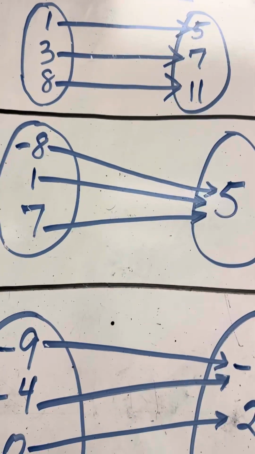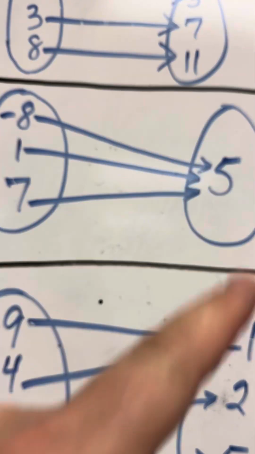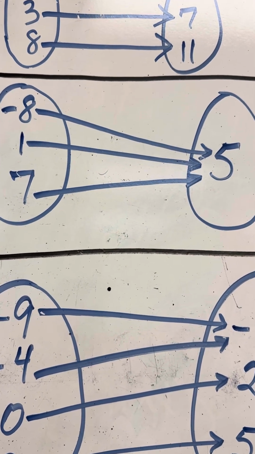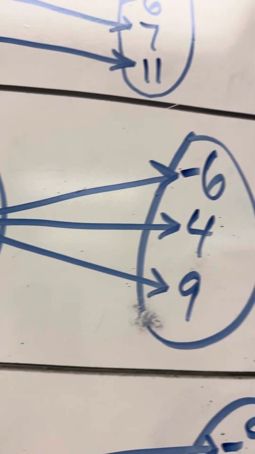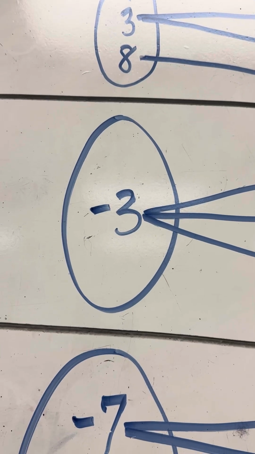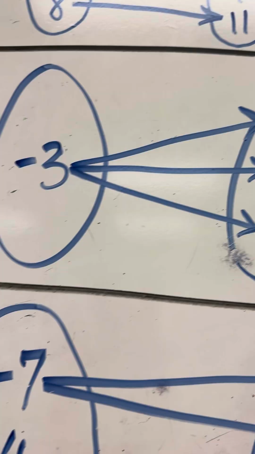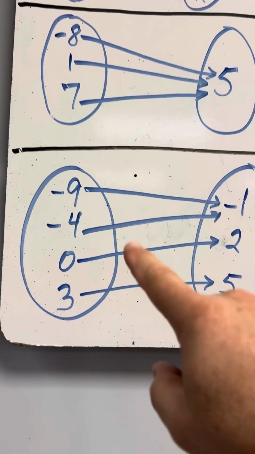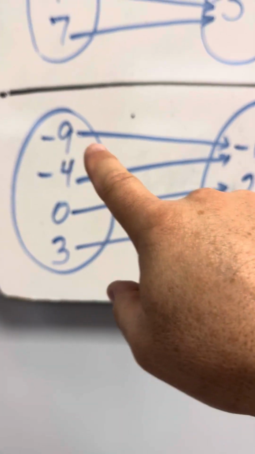This is okay. -8 goes to 5. 1 goes to 5. 7 goes to 5. Each value in x goes to only one value. Okay? You can't have one value go to multiple numbers. You can't have from the input go to multiple values in the output. Okay? So by the way, this would also be called the input and this would be called the output. Okay? This is okay.